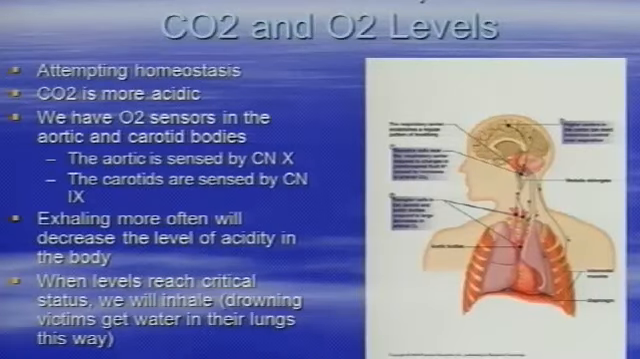Chemical receptors, so carbon dioxide and oxygen levels will help to create balance with that. CO2 is more acidic. We have O2 sensors in the aortic and the carotid bodies. These are receptors right in the aorta and the carotids, right at the bifurcation of the carotids as they turn into the internal and the external. Aortic is sensed by cranial nerve 10.